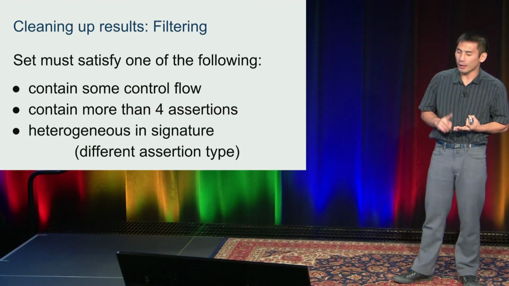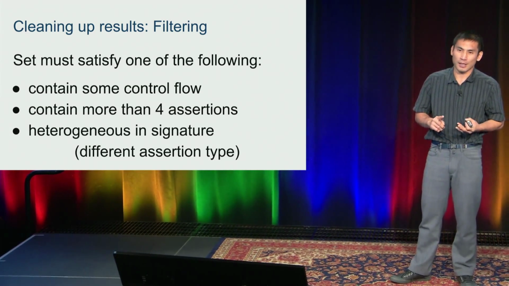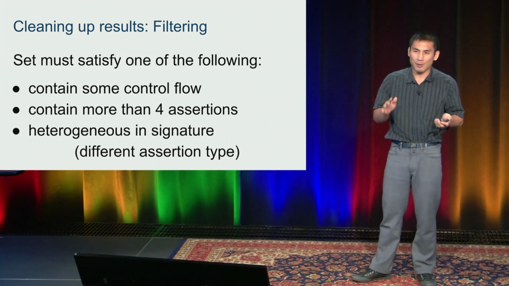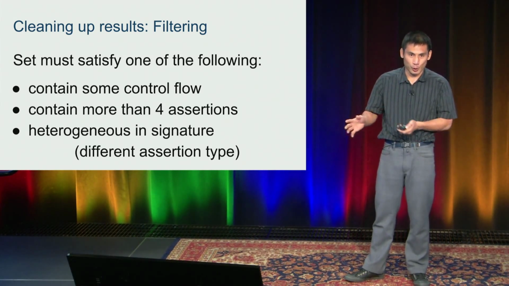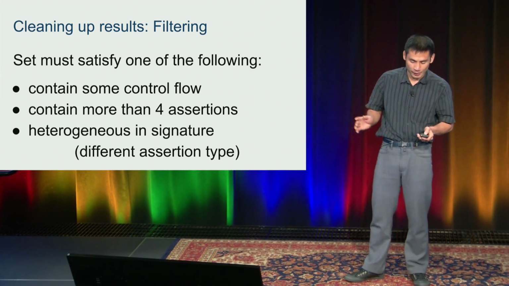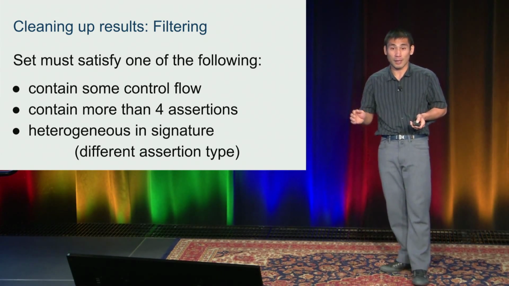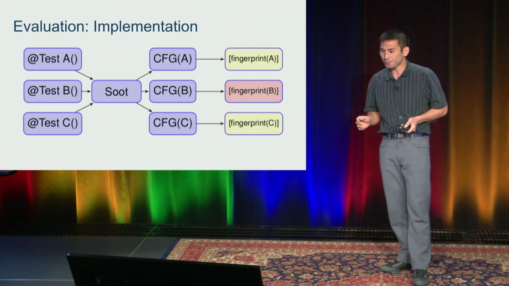We say that we only report methods that contain some control flow, that contain more than 4 assertions, or have different assertion types. These are things that we found work well in practice. If you do that, then the results that I'll show you in the next few minutes end up being pretty good, and you can use them to identify potential refactorable test methods.